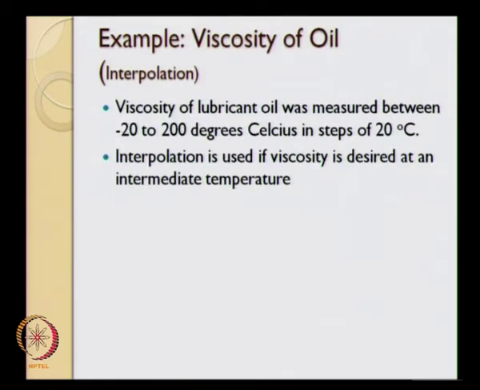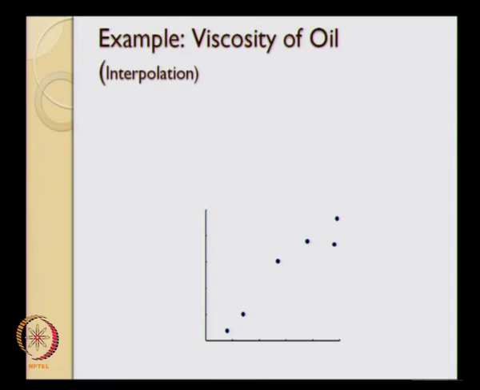Okay. The next example would be interpolation. The viscosity of lubricant oil, for example, will be measured at various different temperatures, but sometimes the value may not be available at the temperature of our interest, and if that is the case, we might need to use interpolation in order to find out at that particular temperature what the viscosity of oil is. So just to look at the example, the data that we had previously, this is not the viscosity data, this is just the same data that we had previously.